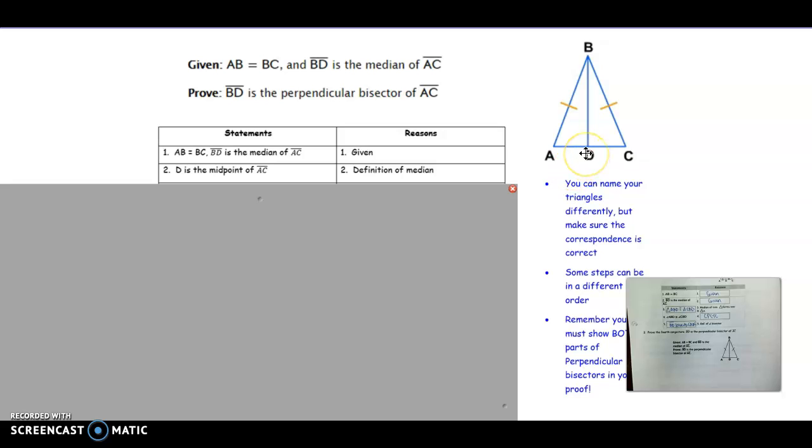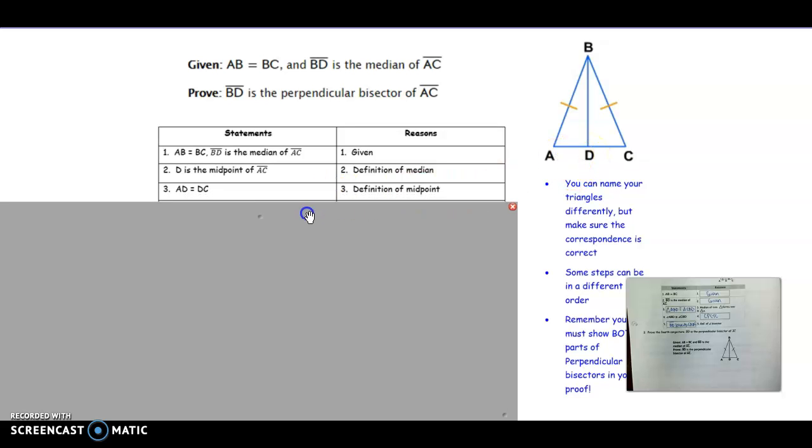Now I'm going to use the definition of what a midpoint is. So if D is the midpoint, what do I know as a result of that? I know that A to D and D to C are the same length. So that's my third statement. AD equals DC, and I'm going to mark that on my figure. Remember, I'm going to use 2 tick marks now because 1 tick mark has already been used with the given information. And that's by definition of what a midpoint is.